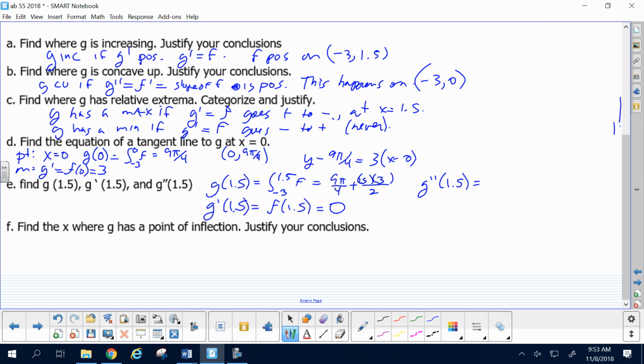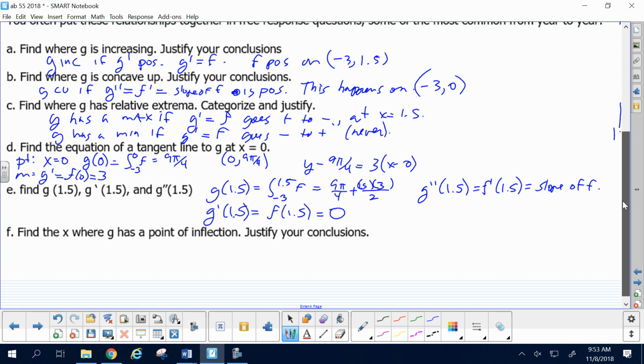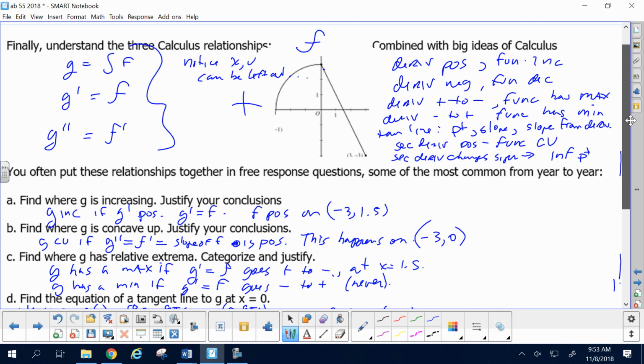Connected to F, G double prime is equivalent to F prime at 1.5. What does that mean in terms of F? F prime is the blank of the graph. Slope. Okay, so G double prime is equivalent to F prime. F prime is the slope of F. What is the slope of F at 1.5? Well, it's probably the same as anywhere on this line.